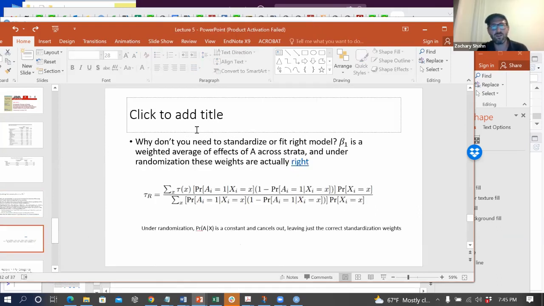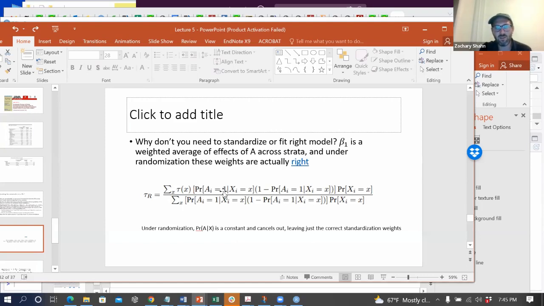So you might also wonder why you don't even need to have the right model, and also why you don't need to standardize the way we've had to standardize in the past. And it's because, anyone can ignore this math who wants to, but if you're interested, beta 1, which is the coefficient of A in that regression, is a weighted average of the effects of A across strata. And the weights are given here.